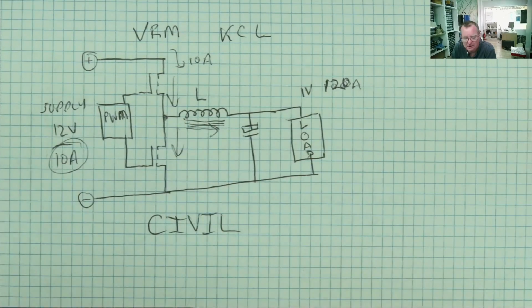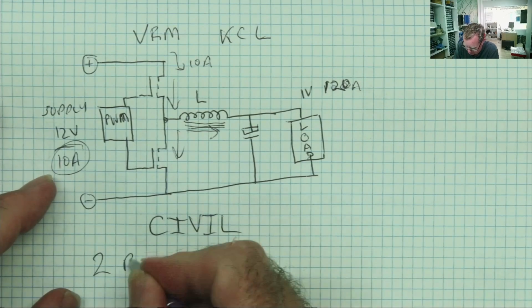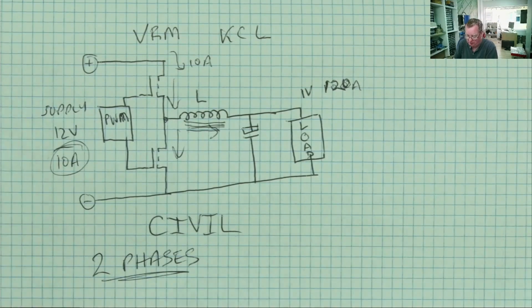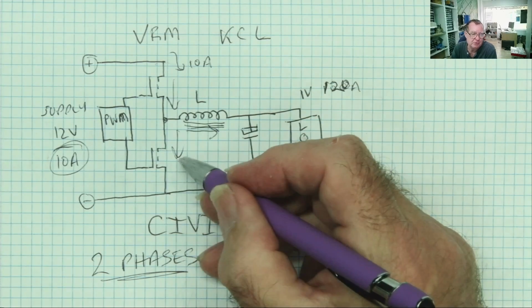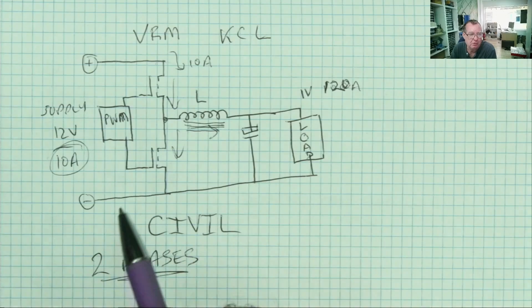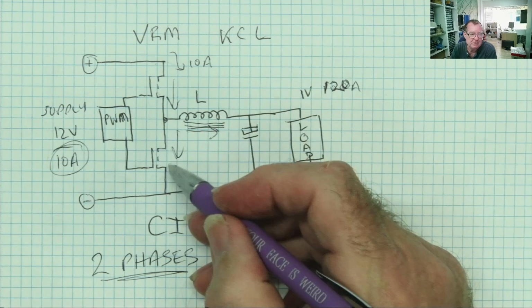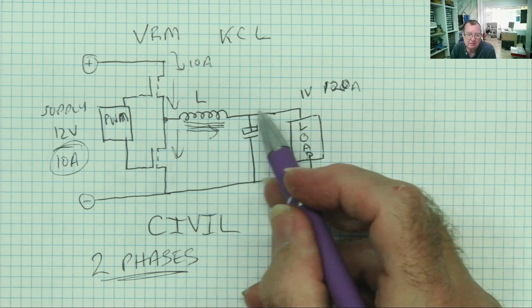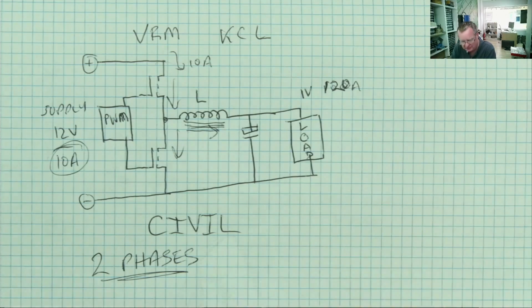What we have here is a very good example of a phased circuit. This circuit has two phases. The first phase is when this MOSFET is switched on and this one is switched off. That's when we magnetize the coil. And the second phase is when this one is switched off and this one is switched on. That's when the magnetic field collapses, charging this capacitor to keep the voltage level and also supplying current into the load.